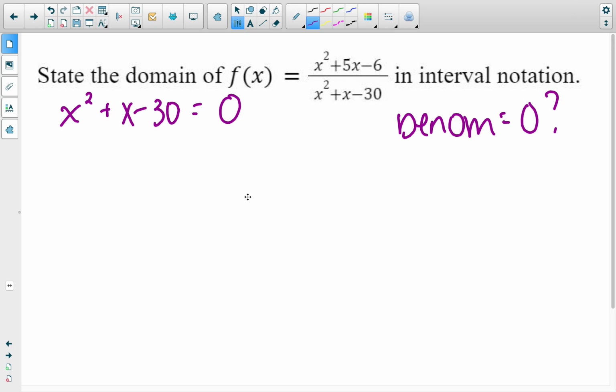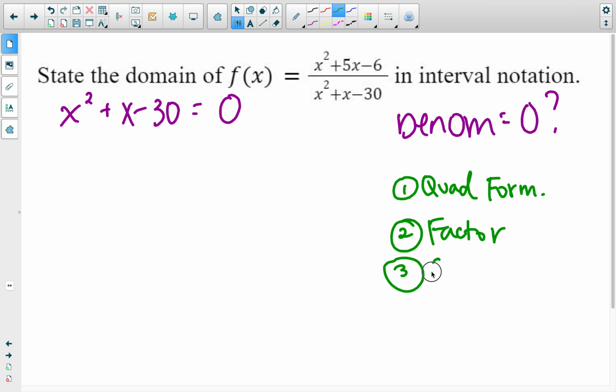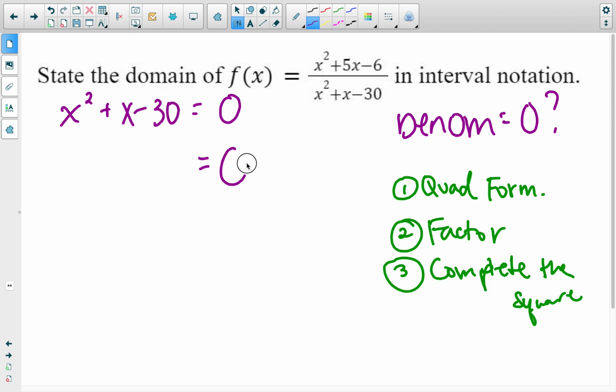This is a quadratic. In order to solve a quadratic, to figure out what makes that equal 0, we have three options. We can use the quadratic formula, we can factor, or we could complete the square. For most of these, they're probably going to be factorable, because there's so much work involved with rational functions. Adding in extra steps of quadratic formula or completing the square just feels like a lot. So typically you're going to be able to factor here.